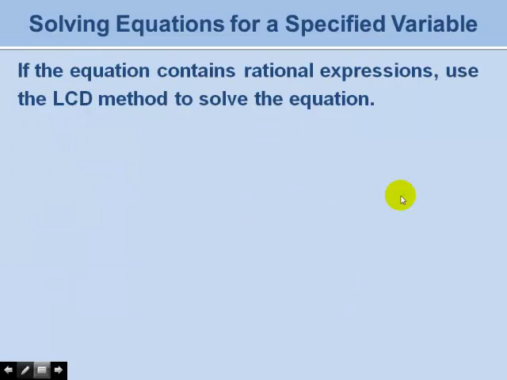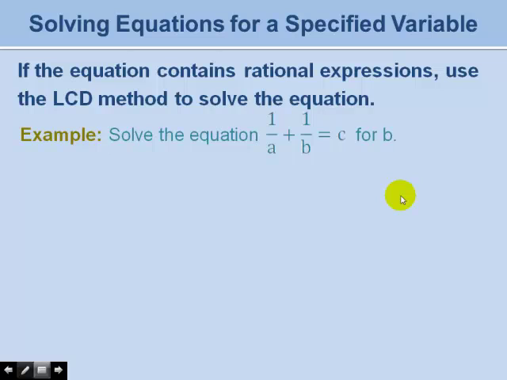One more thing that we can run into with rational expressions is that sometimes we have an equation with several variables and we're trying to solve it for one of the variables. We're still going to use the same method for this, which is multiplying both sides by the LCD. So for example, if we want to solve the equation 1 over a plus 1 over b equals c for b, then we would use our LCD, which would be a times b.